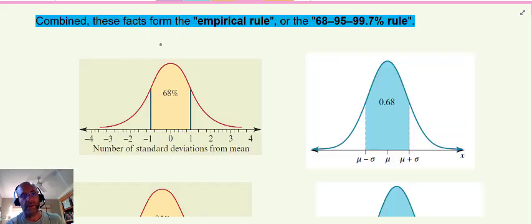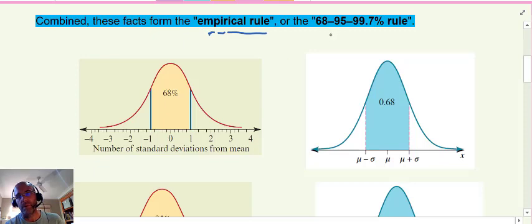And altogether, these facts are often called the empirical rule, or the clunky 68, 95, 99.7% rule. That doesn't exactly roll off the tongue, does it? So the numbers are handy to remember. We can make statements about a population just by remembering those numbers, and the empirical rule is what it's often called.